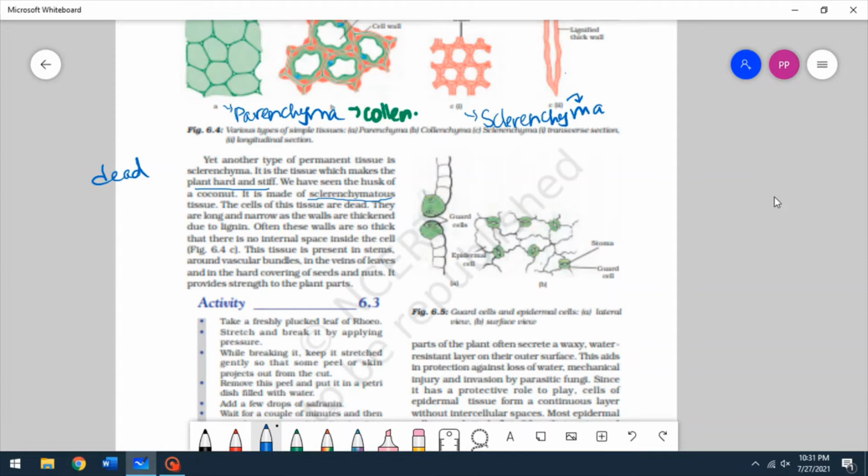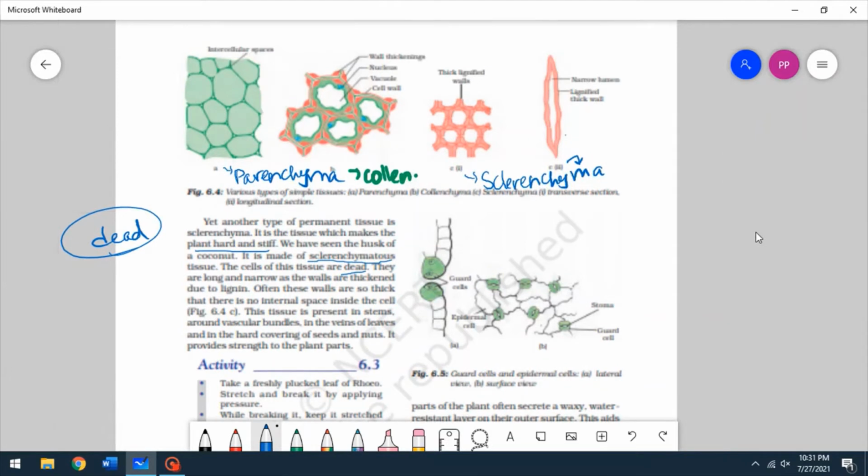So the cells of this tissue are dead, like I said, and they are long and narrow, and the walls are thickened due to the presence of lignin. Lignin is the substance. If you see here, it's long and narrow. This space is known as the lumen. The empty space is the lumen, the one that I'm shading in blue here, and it has thick lignified walls, alright?